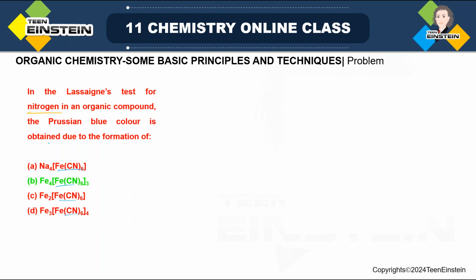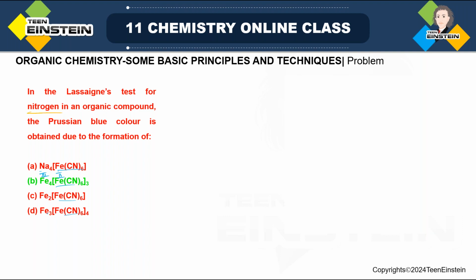So ferric ferrocyanide means outside the coordination sphere it has a +3 oxidation state, and this one has a +2 oxidation state. So the total positive charge outside the coordination sphere is +12, and inside it is -12. So together it will be neutral. So this is the compound which is responsible for this type of specific color generation when nitrogen is present.